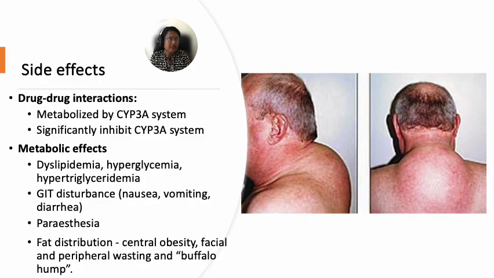So the major side effects include metabolic effects, such as fat redistribution, as you see in the diagram there, dyslipidemia, hyperglycemia, hypertriglyceridemia, GIT disturbances, paresthesia. These are things associated with protease inhibitors. And drug-drug interactions are due to its pathway of metabolism by the cytochrome 3A4 system.